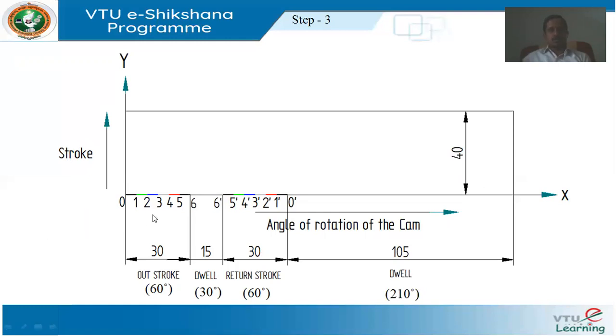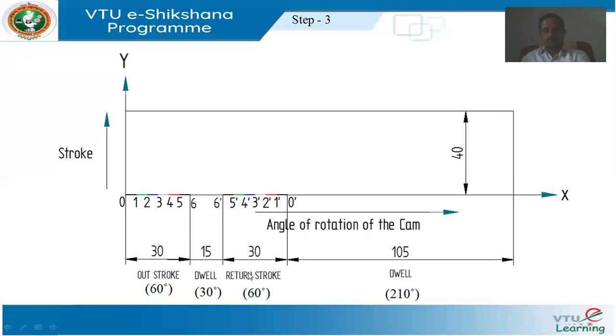Once we select the even number, we should maintain that same even number till the end of this problem. Now, according to the considered even number, we divide the outstroke distance and return stroke distance into 6 equal parts. The outstroke distance, that is 30 millimeter, divided by 6. For every 5 millimeter, mark the divisions during outstroke along the x-axis, and name the divisions 0, 1, 2, 3, 4, 5, 6. Similarly, during return stroke, that is also 30 millimeter divided by 6 equal parts, for every 5 millimeter, mark 6 dash, 5 dash, 4 dash, 3 dash, 2 dash, 1 dash and 0 dash. So divide and name the divisions like this during outstroke and return stroke.